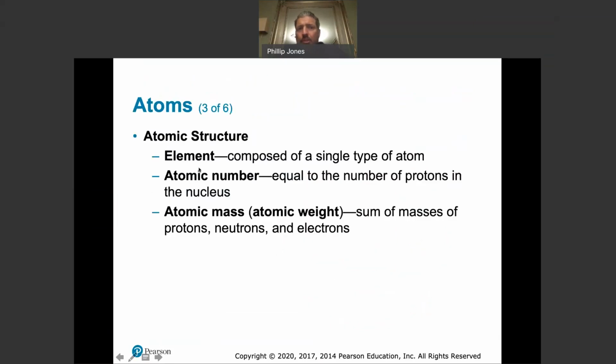So, atomic structure. We have elements composed of a single type of atom, and these are on the periodic table. I uploaded a short video on the periodic table and how you can read those vertical columns. They're all going to have the same number of valence electrons in their outer shell, so they should all react relatively similarly.